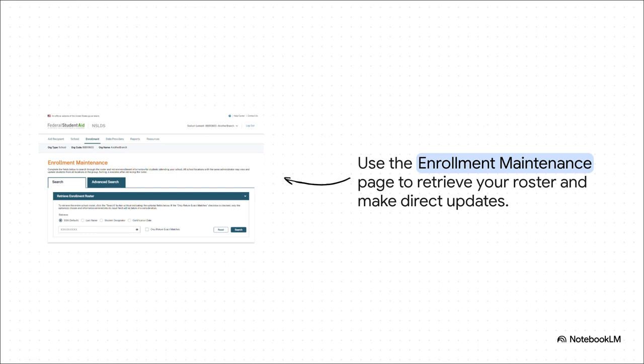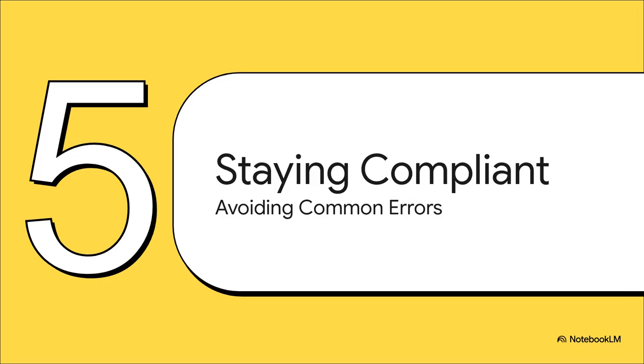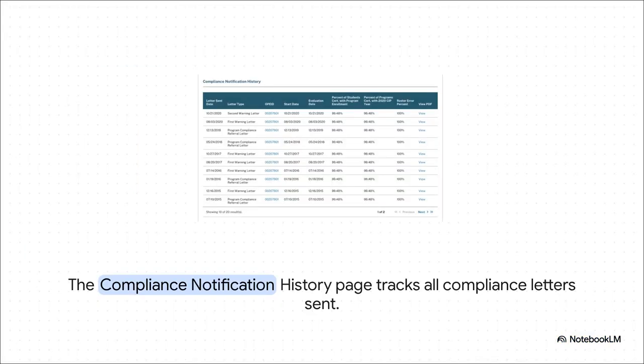A student comes to you and says they've dropped to halftime. You can just pop right in here, find their record, and update their status in real time. No need to build a whole new file. Okay, so we've got the why, the what, the when, and the how. The last piece of this puzzle is making sure you stay compliant by dodging the common mistakes that trip people up. And the good news is, the system actually gives you tools to help monitor how you're doing.